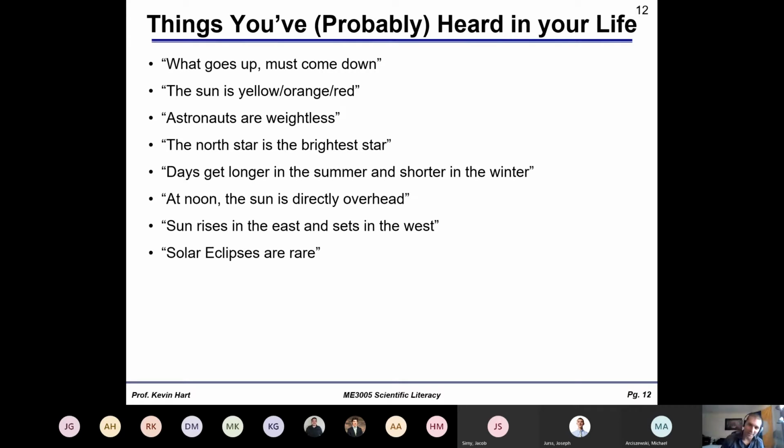Solar eclipses are rare. This is another good one. Solar eclipses happen every couple of years, 2 to 3 years, kind of depending. And people think that that's rare, but do you hear "rare presidential election"? Presidential elections happen every 4 years, and solar eclipses are less rare than that. So do you hear "rare presidential election coming"? No, it's silly.